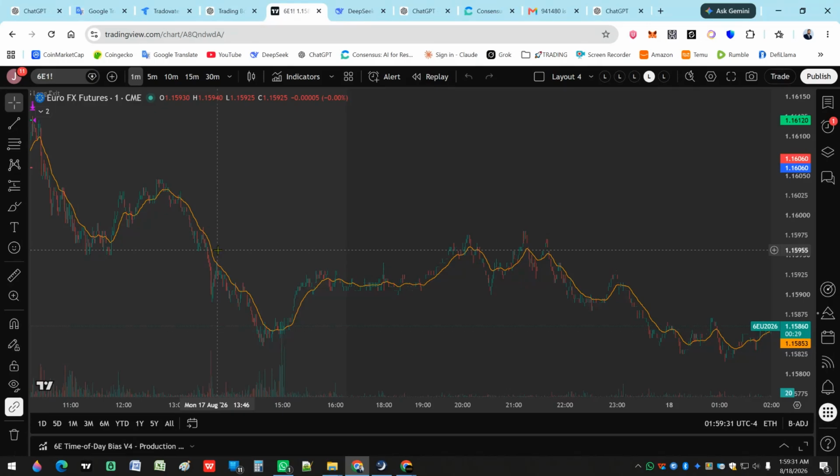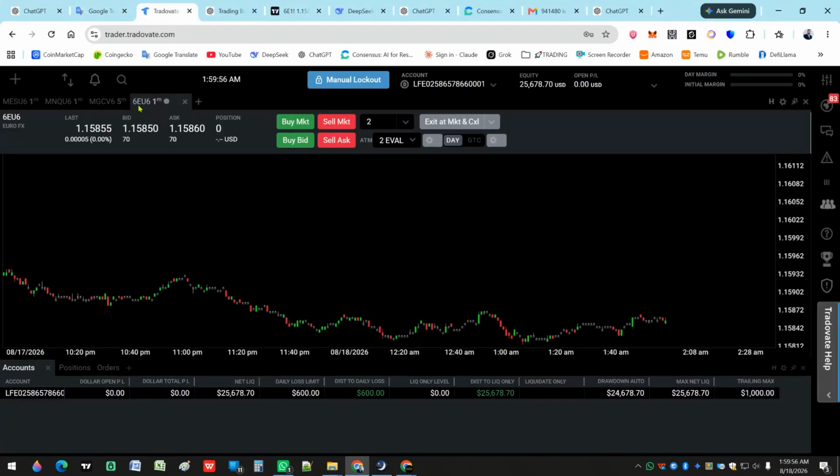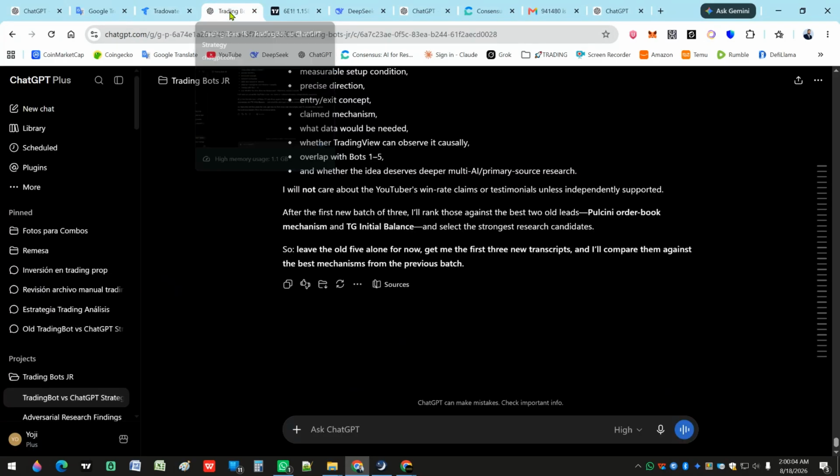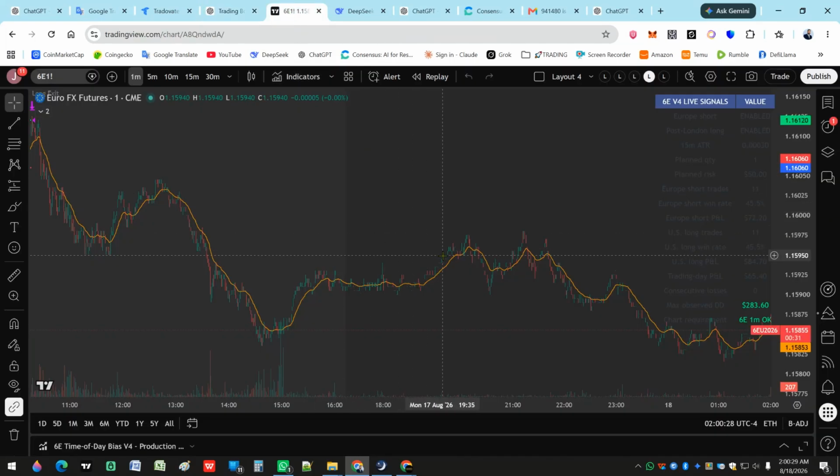at 2 o'clock. And based on that alarm, I will get in the market short or long. The market is 6E, two contracts. Everything is ready. Pen and paper. This is ChatGPT. I'm using ChatGPT to make the bot.